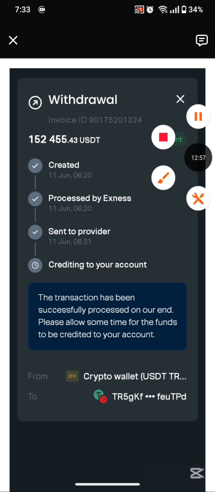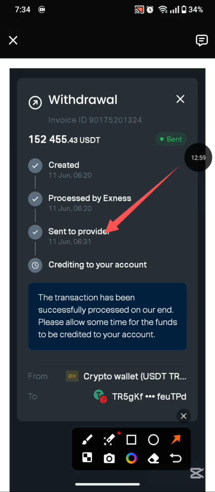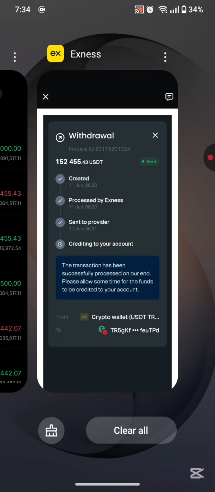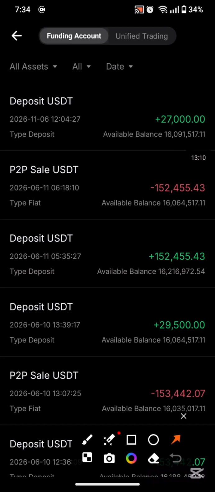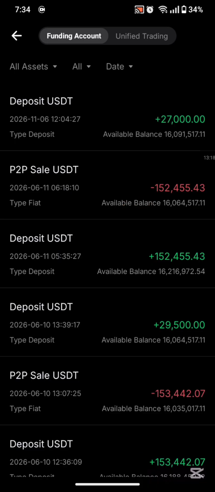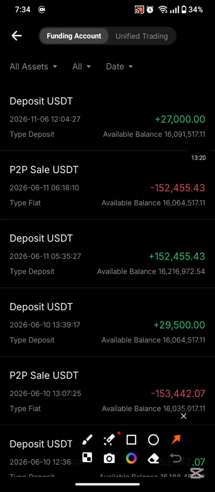So we have 6:31 here, right? That was when the withdrawal left the account, and it arrived on my Bybit account at 6:35 a.m. this morning. Then I sold on P2P at 7:18 a.m. this morning. Then at the end of it all, I have to deposit back my net profit for the day. Remember that we have a saving target.